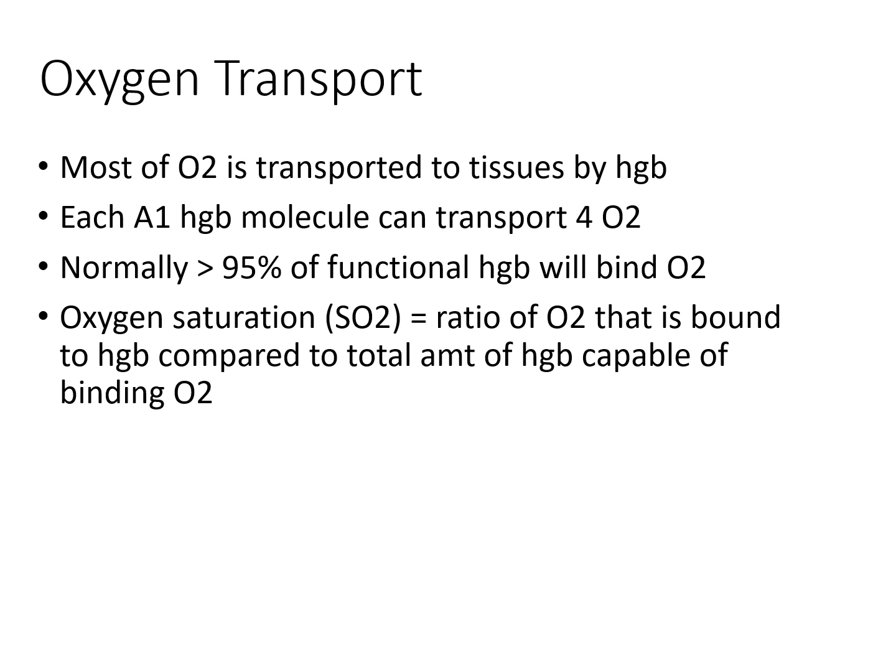Oxygen transport by your hemoglobin. Most oxygen is transported to the tissues by hemoglobin. Each hemoglobin molecule can transport 4 oxygen molecules. Normally, more than 95% of functional hemoglobin is bound to oxygen. So oxygen saturation is the ratio of oxygen bound to hemoglobin compared to the total amount of hemoglobin capable of binding oxygen.